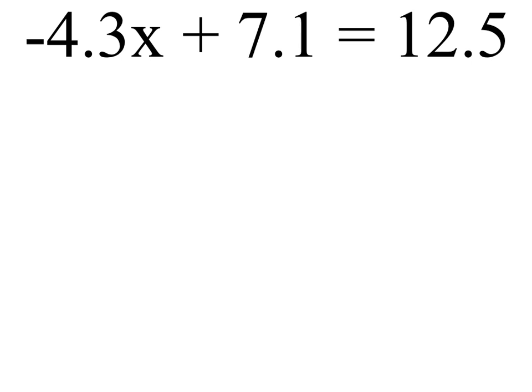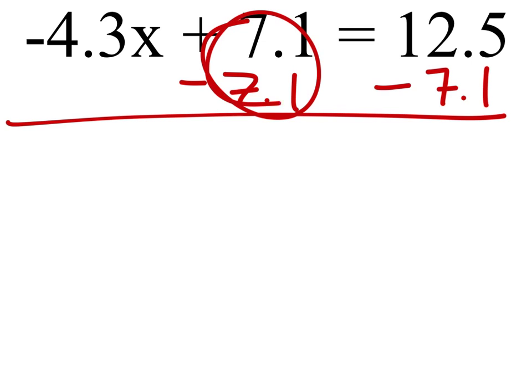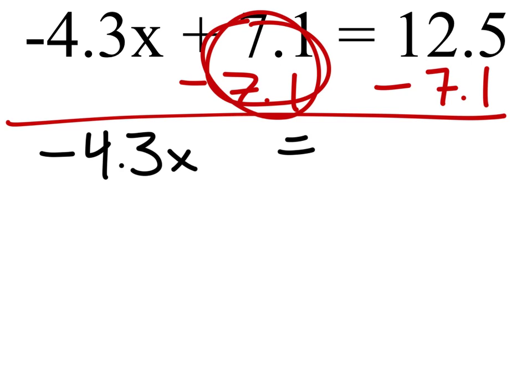To do this one, notice we've got these negative 4.3 x's. It's being added to the 7.1. But we can't add or subtract anything to the x's, so we've got to get rid of that by subtracting 7.1 from both sides, which would give us a zero pair. So everything else stays the same. We still have negative 4.3x. Now this is equal to 5.4.